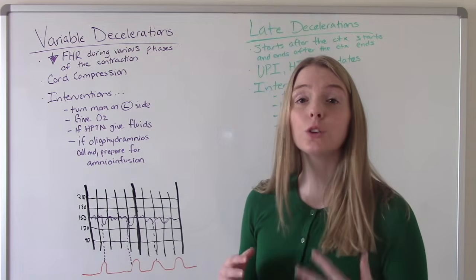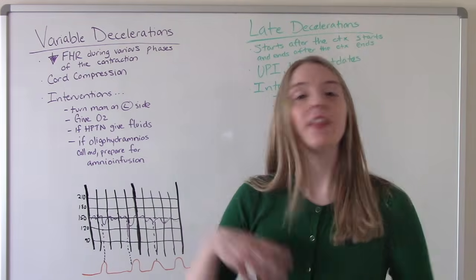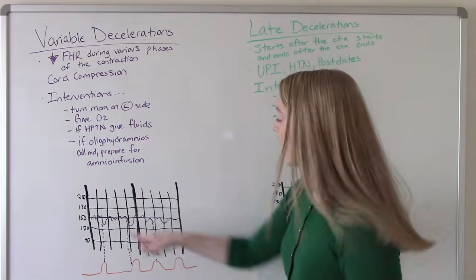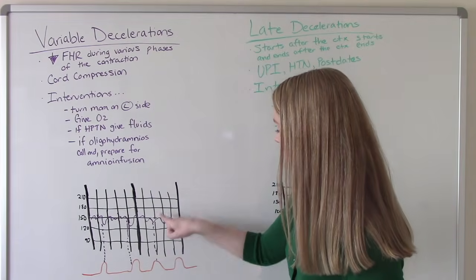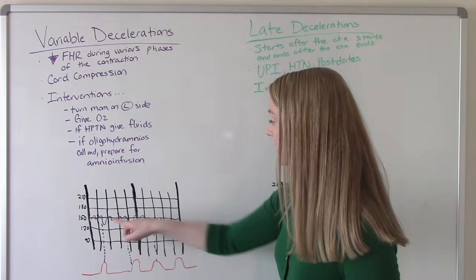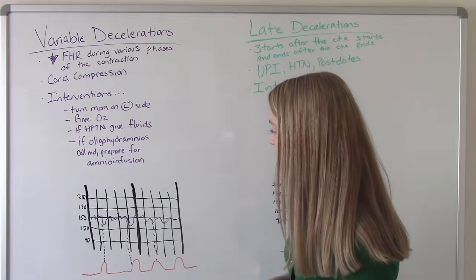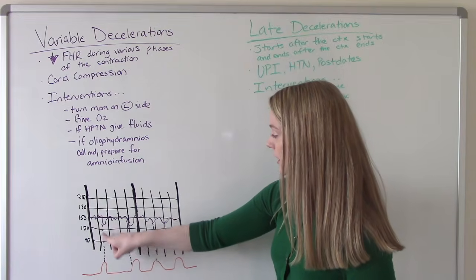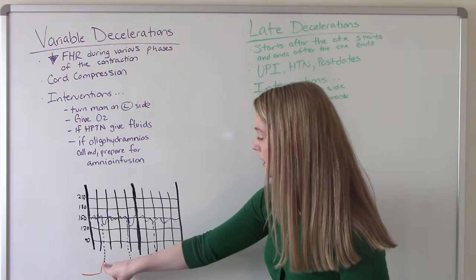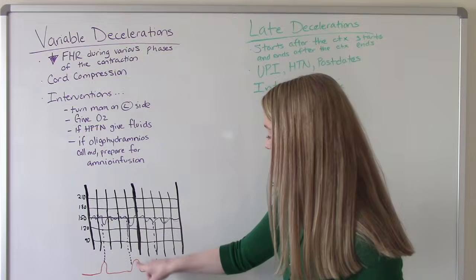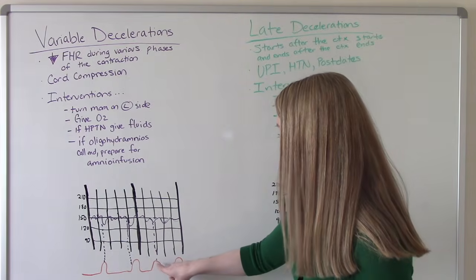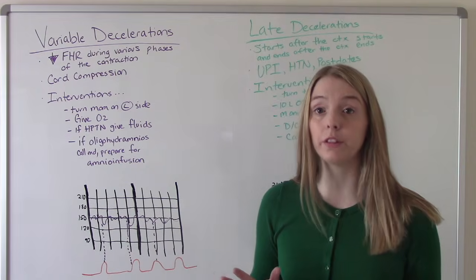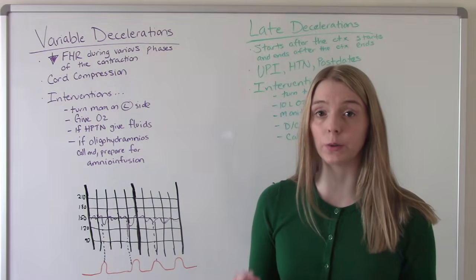So what do variables look like? They look varied. They look all over the place. So like I did before, I drew my little dots down. So you can see where they are hitting in relation to the contraction. So the start of the variable deceleration on this one kind of starts during the peak, during the acme. On this one it starts during the increment. On this one it starts a little bit between the increment and the acme. So they're kind of all over the place. That's variable decelerations.